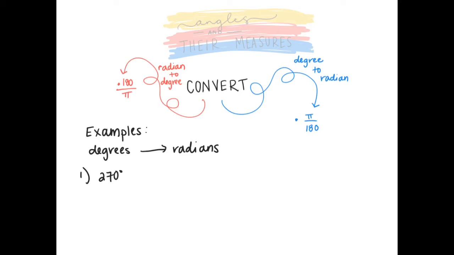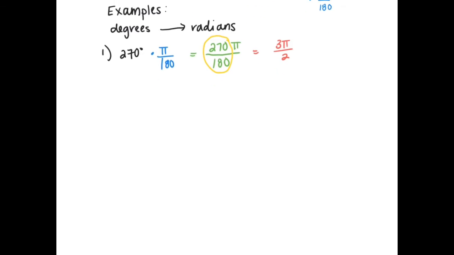We're going to start with 270 degrees. Let's multiply that by pi over 180. Just for note's sake, I'm going to write it as one fraction. That's going to give me 270 pi over 180. Leave the pi alone. Now let's simplify 270 over 180. There's a multitude of ways you can do that. I like using my calculator. It's going to end up giving you 3 pi over 2.